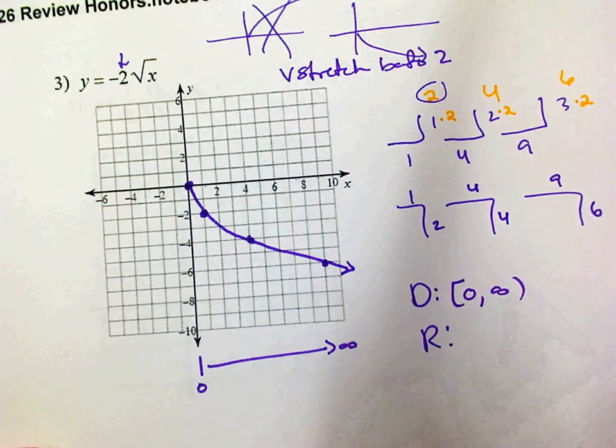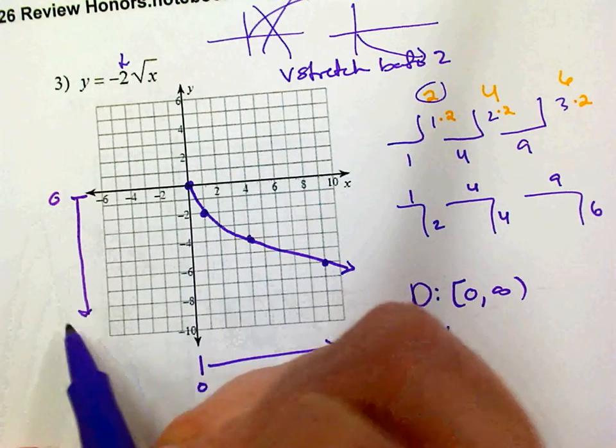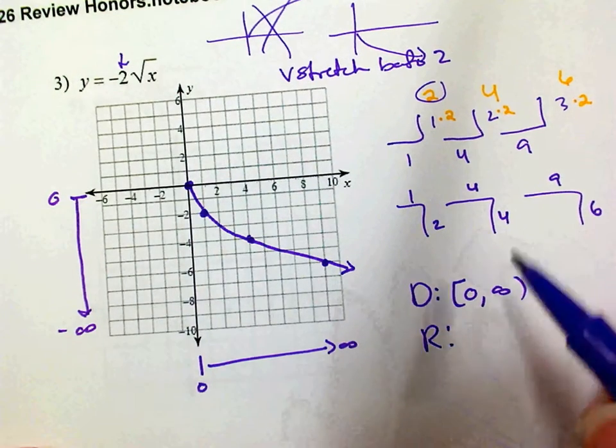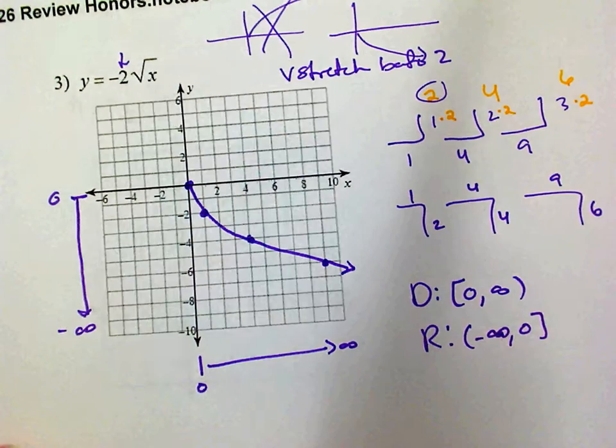Range is low to high. The farthest up it goes is 0, and the lowest it goes is -infinity. So my range is -infinity and 0. Okay?